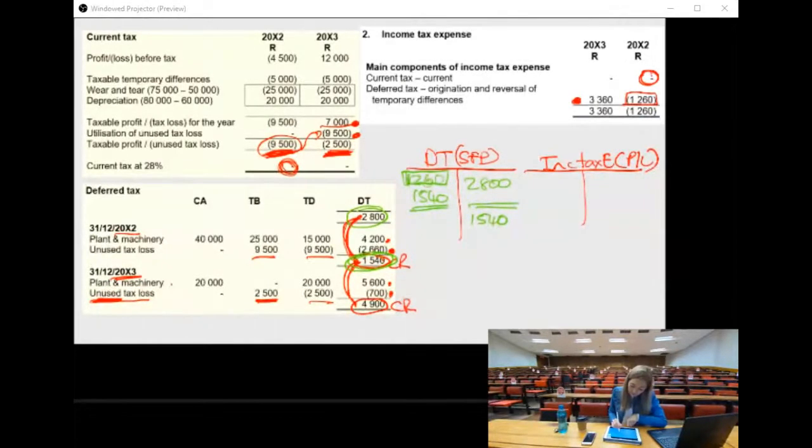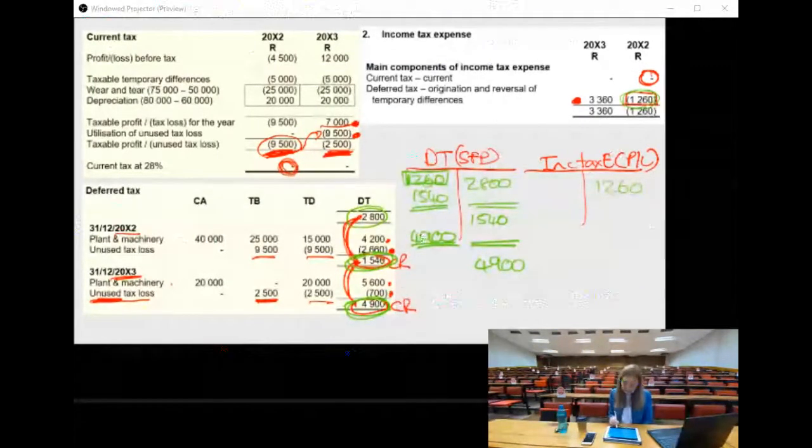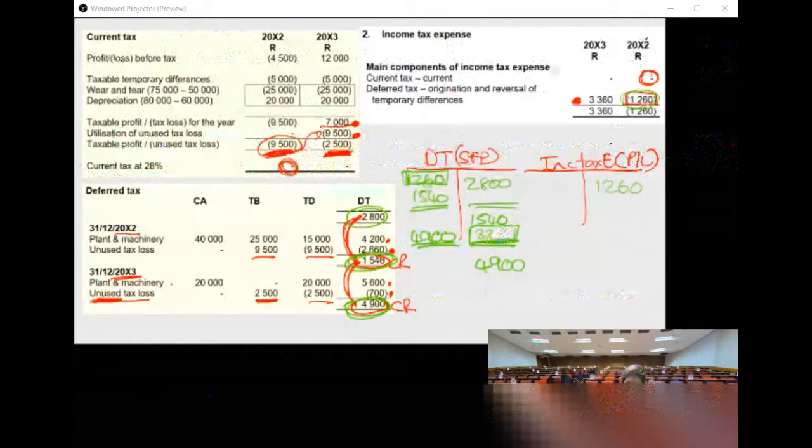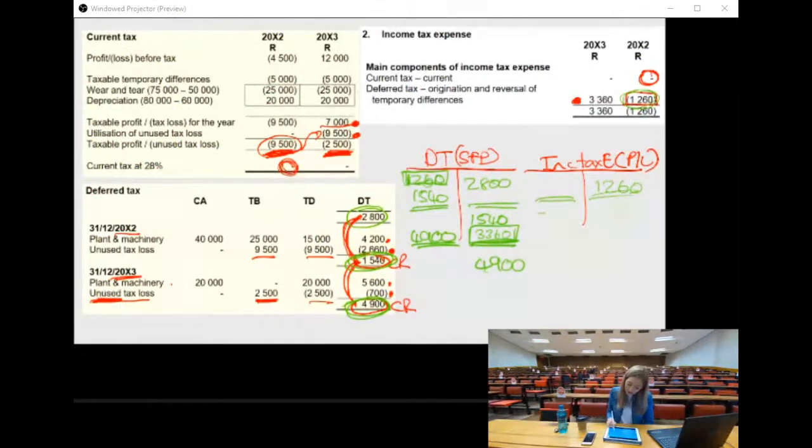Ooh. See, if Ronel would have been upset with that handwriting. And then 1,260 credit to income tax expense. There's my 1,260 credit. Then in the next year, we are now saying, okay, now our closing balance should be 4,900. So what do we need? Now we need a credit. And the credit that we need is then 3,360. So that in the next year now goes to the debit side, 3,360. That is the 3,360.